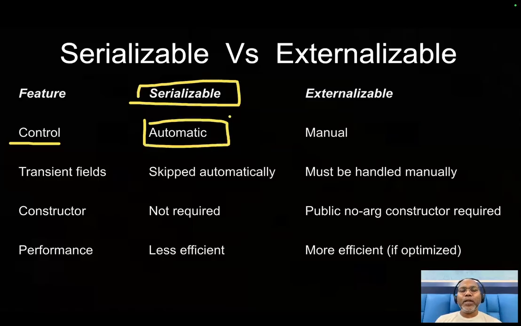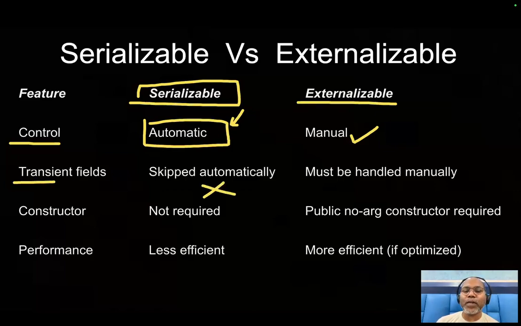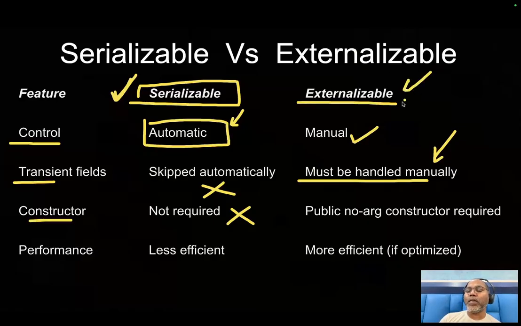Automatically everything happens. It is decided that all the non-static and non-transient variables are going to be part of it, but in the externalizable interface you decide yourself what fields you want. Here transient fields are by default automatically skipped. Here it can be handled, or you want to skip, whatever. Constructor: in the case of the serializable interface, no constructor is required, but in the case of externalizable, you must declare a public no-argument constructor.